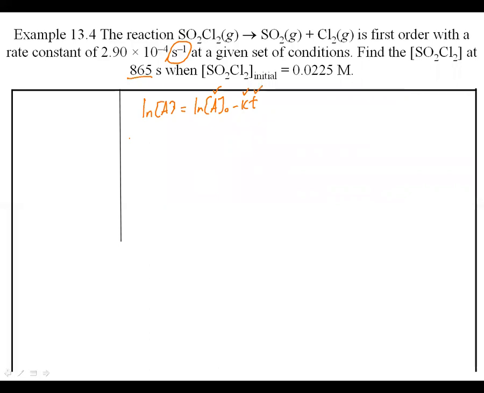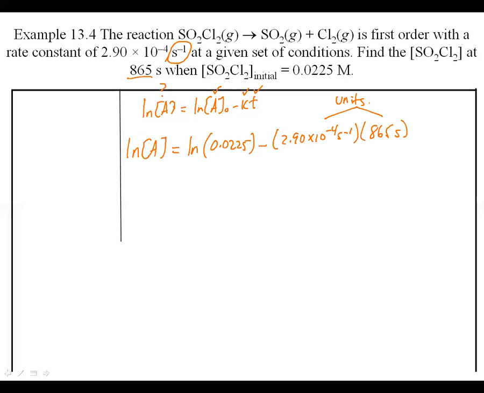So that would give us the natural log of A equals the natural log of our initial, which was 0.0225, minus the rate constant that was given to us, which is 2.90 times 10 to the minus 4 reciprocal seconds, and times our time, which is 865 seconds. One key thing you do want to watch out for in these problems are the units of k and the units of time. In this particular case, we're okay because they're both seconds, but there are a lot of problems where they are different units. So at some point, you sometimes have to do a conversion to get them into the right units.